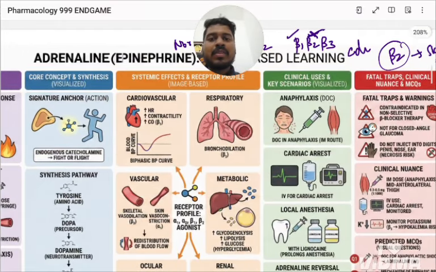Now what will happen because of sympathetic activity? Heart rate will increase, contractility will increase, and there will be increased cardiac output. This effect is mediated by beta 1.